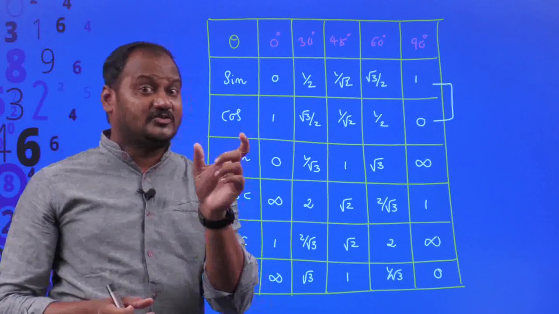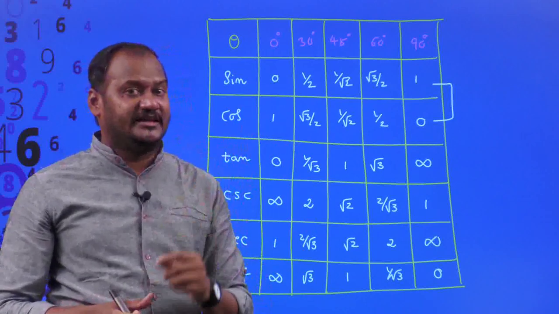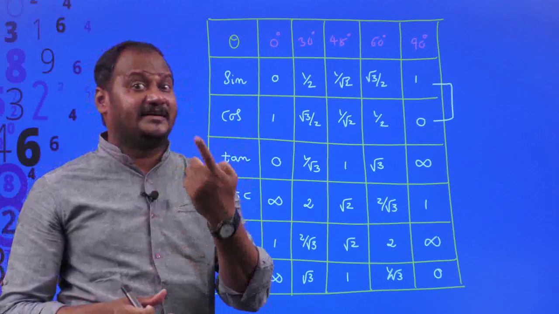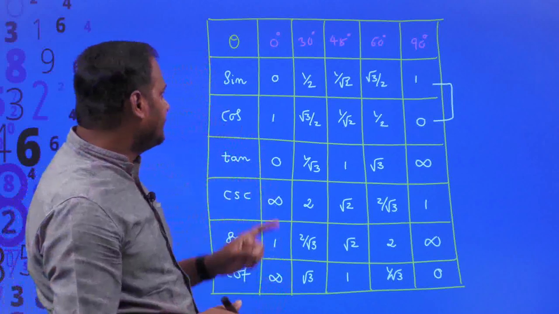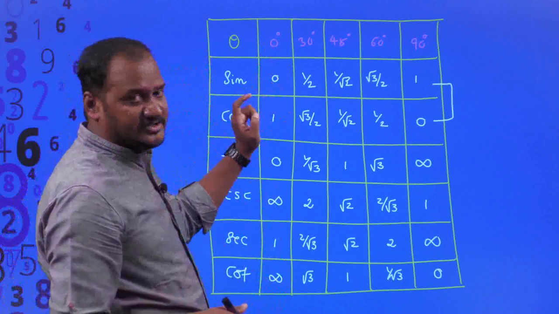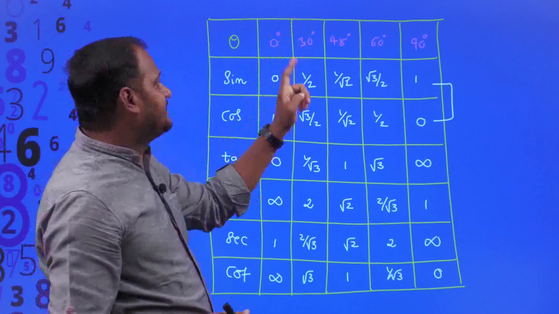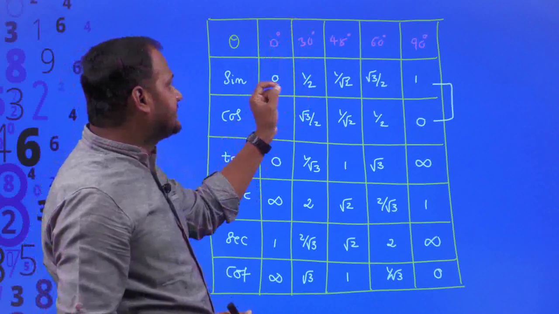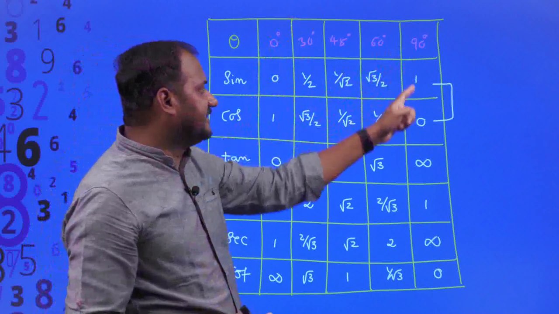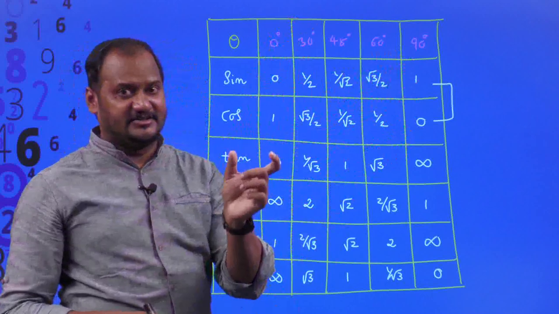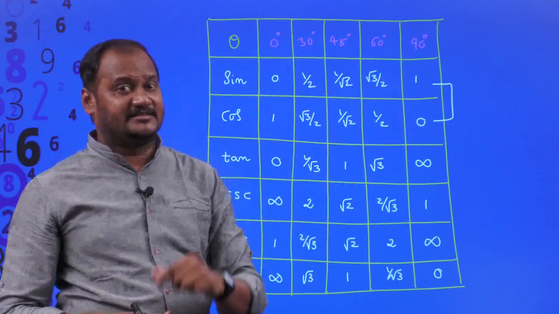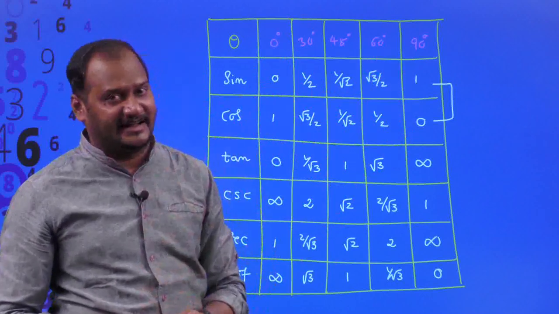Now these co-ratios are equal at their complementary angles. Once you observe, sine 0 degrees is equal to 0. 0 plus how much is equal to 90? 90. So that sine 0 value should exactly be equal to cos 90 degrees. Sine 0 equals cos 90. Why? Because 0 and 90 are complementary angles.